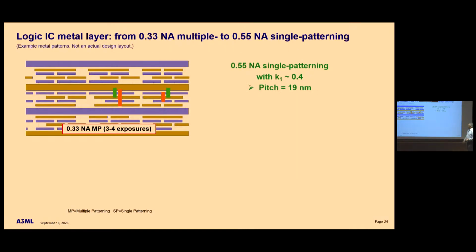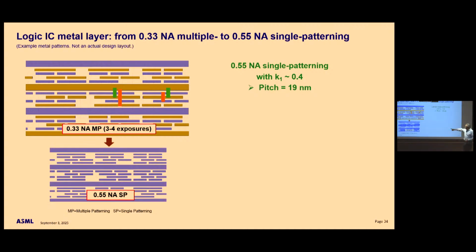Now this is logic, okay? In logic circuits, the hardest layer to print is metal 0. That's the lowest metal layer. Right now it's printed with low NA, 0.33 NA, with 2 or 3 multiple exposures, right? Purple is one, but brown's another one, and then you have these cut layers. If you were to expose it with high NA, you could do this in one shot.